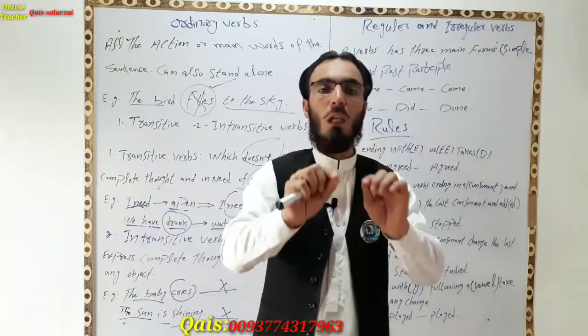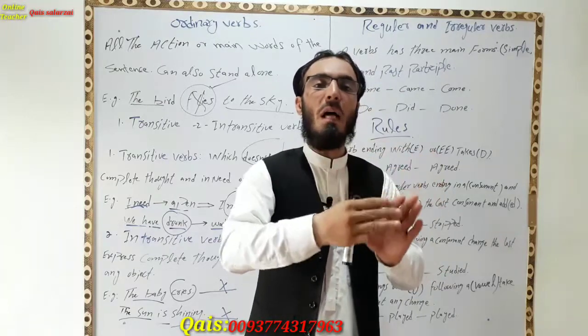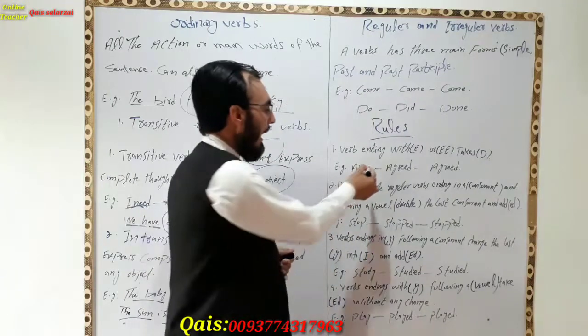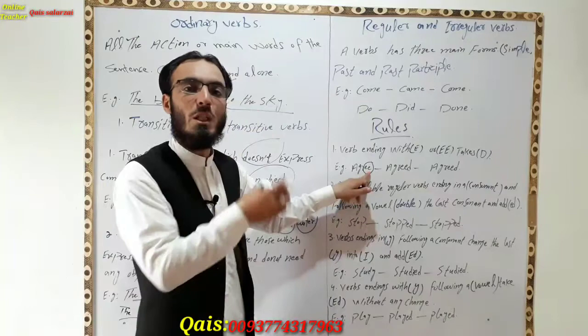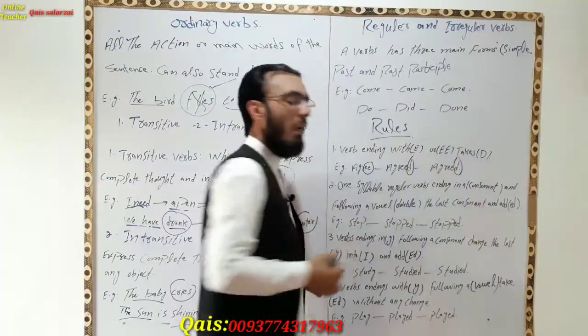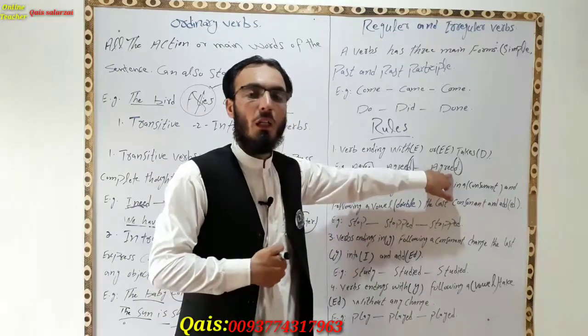So you can only place d at the end. That will change it to the second and third forms, meaning past and past participle. Here is an example, agree. Agree ends with double e. So we have only placed d here at the end. That is called the past and past participle of the verb agree.